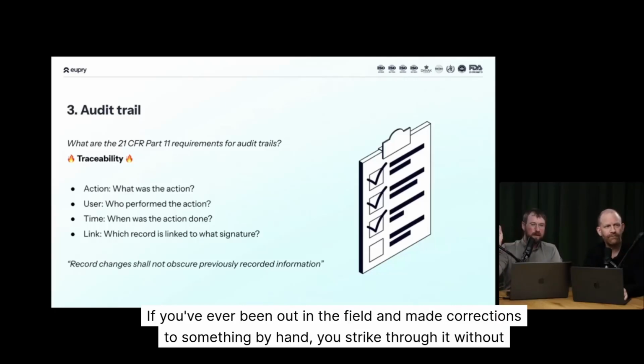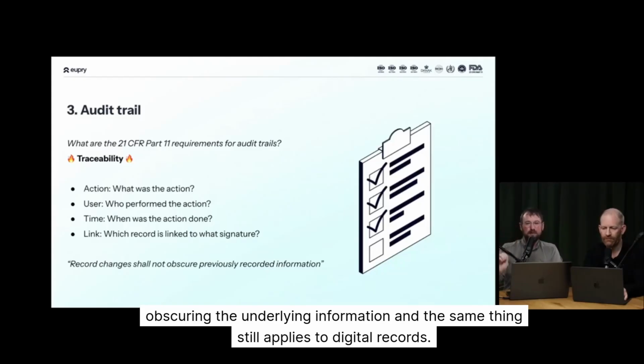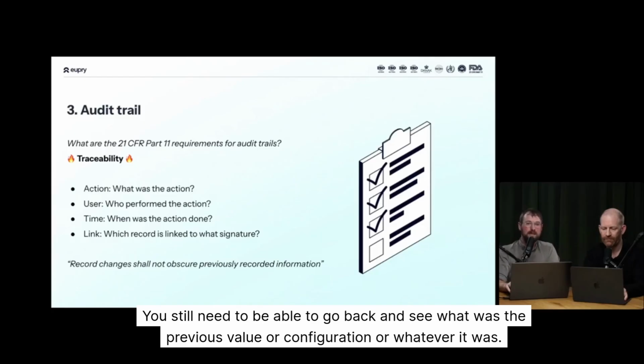If you've ever been out in the field and made corrections to something by hand, you strike through it without obscuring the underlying information, and the same thing still applies to digital records. You still need to be able to go back and see what was the previous value or configuration or whatever it was.